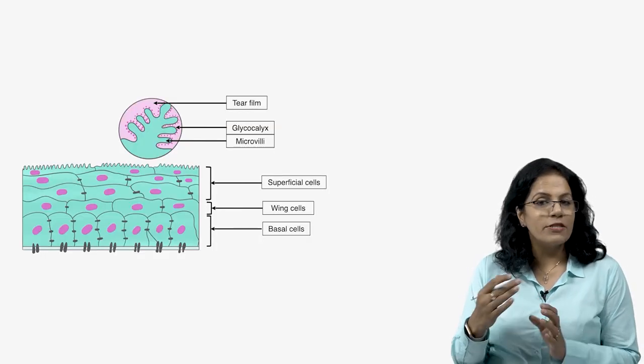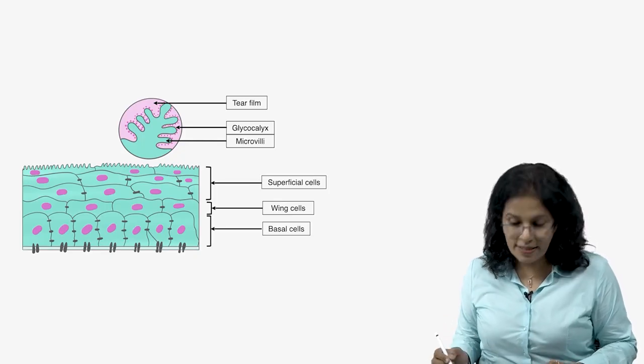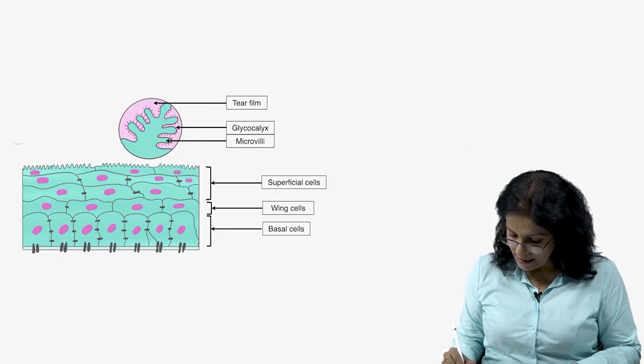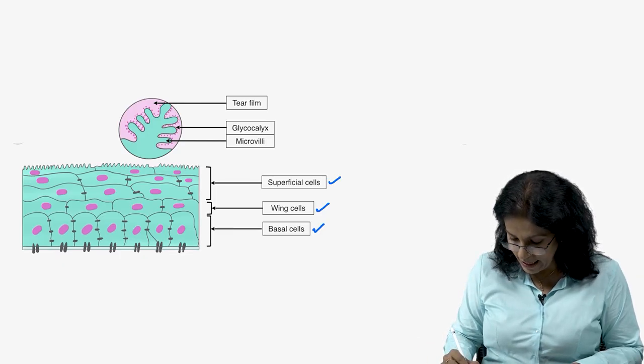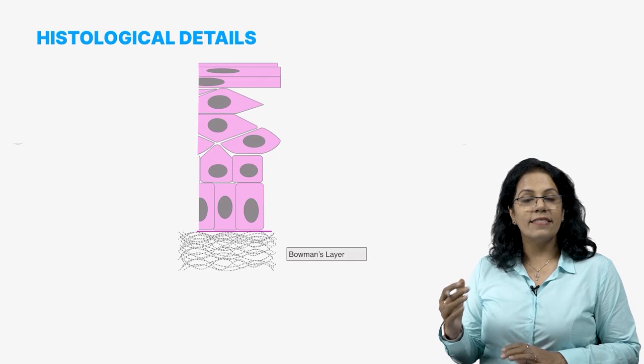Now let's see a few more slides. It's all related to what we have already discussed. So if you look at this slide, what do you see here? What we see are the basal cells. These are the wing cells, and these are the superficial squamous epithelium, isn't it? And of course the microvilli, which have this glycocalyx, which helps to bind the tear film. See, we are repeating it. Okay. Again the same thing.